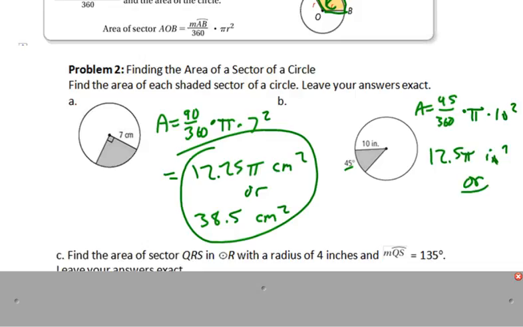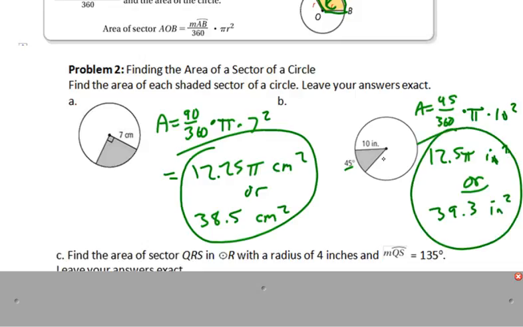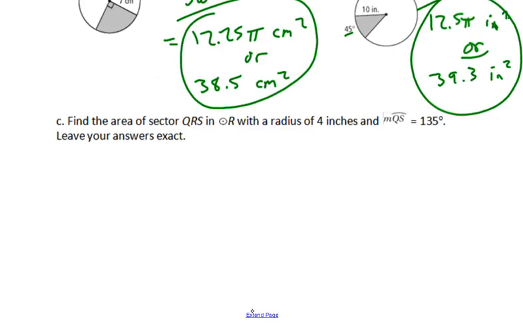Or, multiply by pi to see in more terms that we can understand would be 39.3 inches squared. All right, so that would be the area of that sector. We can look at letter C. Find the area of sector QRS in circle R with a radius of 4 inches and the arc measure of 135. Well, that gives us all the information we need. So leave your answers exact. We just need to leave it in terms of pi.